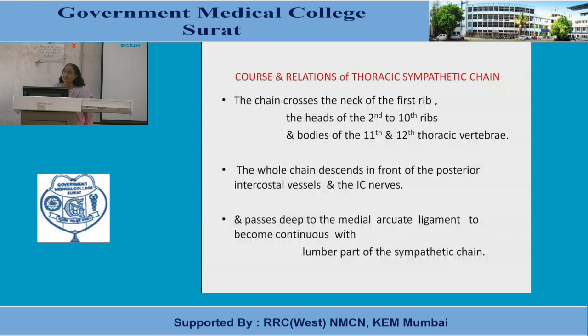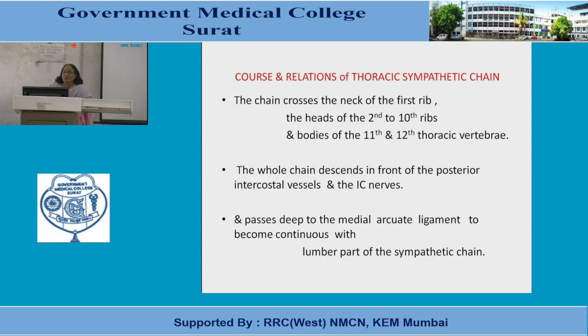The whole chain descends in front of the posterior intercostal vessels and intercostal nerves. So I told you in lecture 1, thoracic 1, the intercostal space, which is occupied by the intercostal muscles, constitutes together 3 muscles: external intercostal, internal intercostal and transversus thoracis. This space is also filled up with the posterior intercostal vessels and the intercostal nerves.